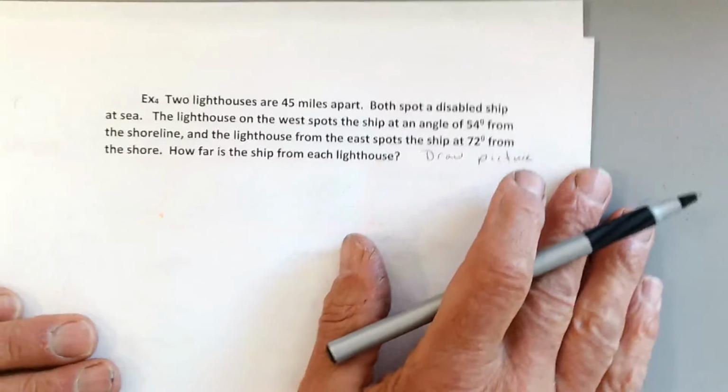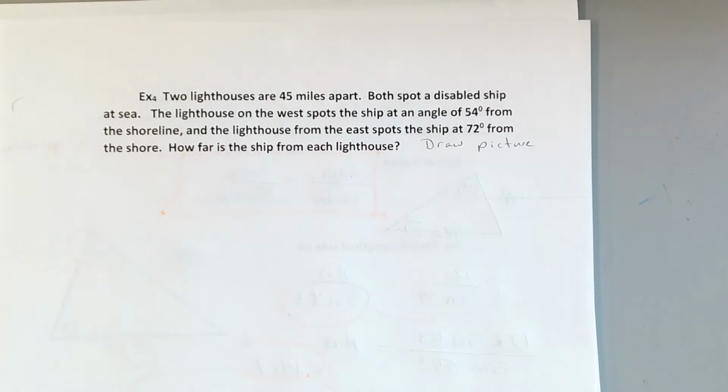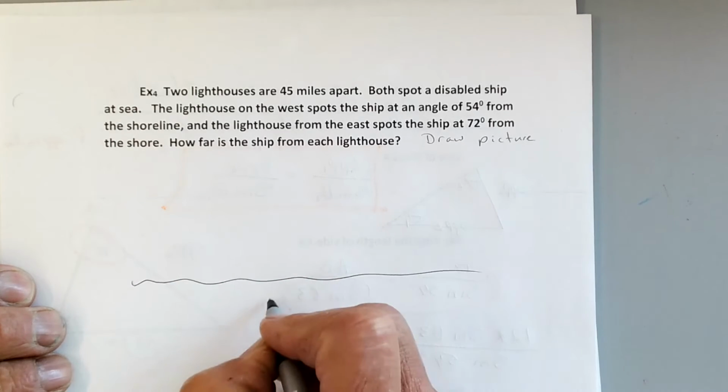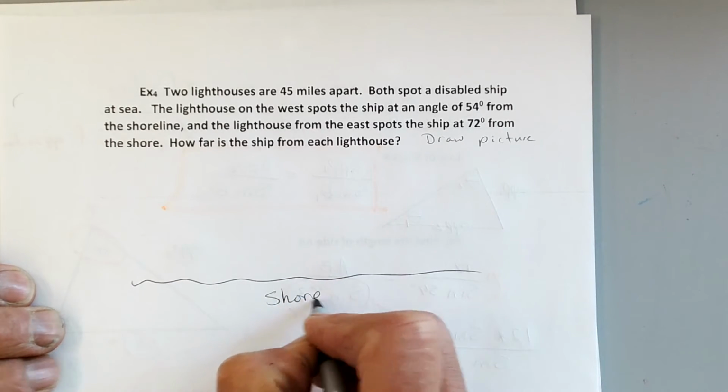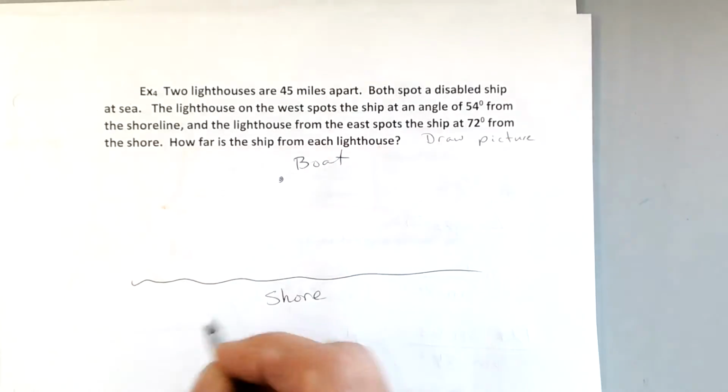Okay, so now, let's see if we can use this. So 2 lighthouses are 45 miles apart. Both spot a disabled ship at sea. The lighthouse on the west spots a ship at an angle of 54 degrees from the shoreline, and the lighthouse from the east spots a ship at 72 degrees from the shore. Okay, so let's just draw a picture. Here's my shore. Okay, here's my boat. Okay, and I got 2 lighthouses, okay?